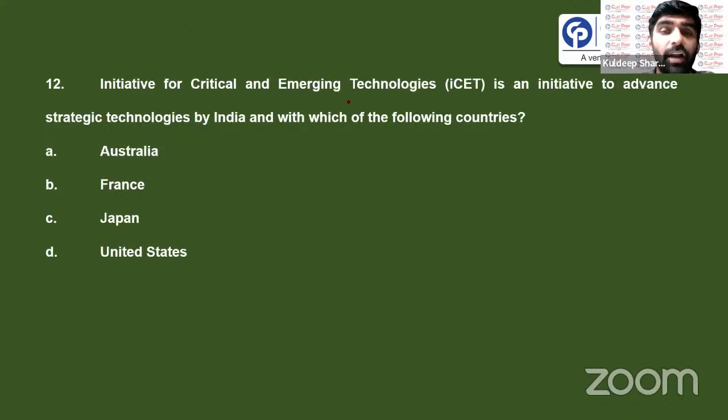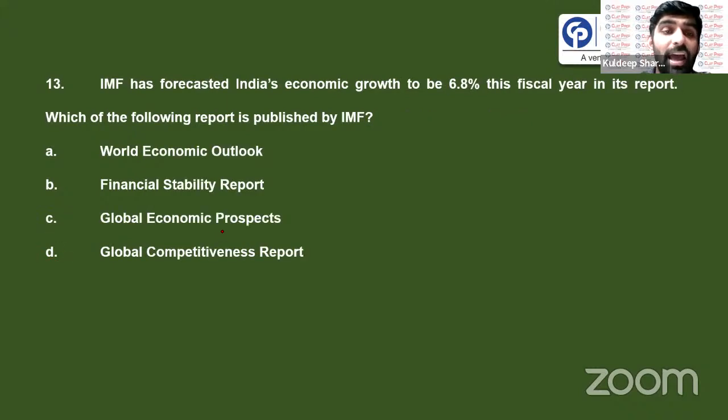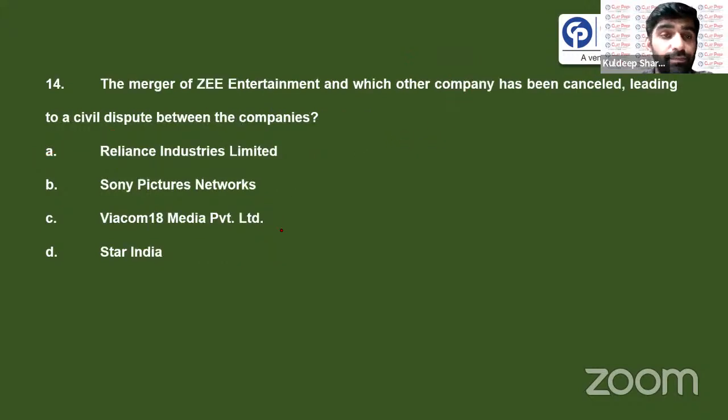Next, initiative for critical and emerging technology. It's an initiative between which two countries? So it's an initiative between India and United States. Next, IMF has forecasted India's economic growth to be 6.8% this fiscal year. Which of the following report is published by IMF? So we have discussed this also. World Economic Outlook, in which India's GDP has been forecasted to be 6.8%.